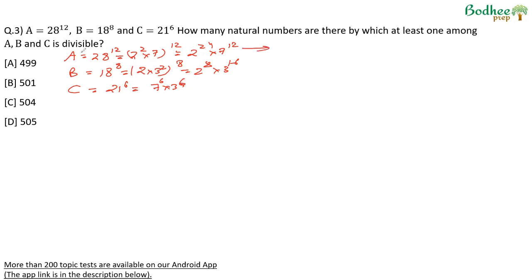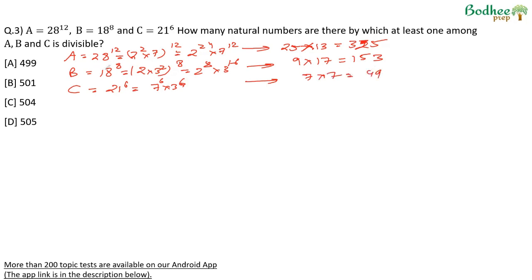Now, the numbers that divide A will be the factors of A. So they will be 24 plus 1, 25, into 12 plus 1, 13. Direct formula for number of factors. So 250 plus 75, 325. Number of factors that divide B will be 8 plus 1, 9, into 16 plus 1, 17. So 153. For C, it will be 6 plus 1, 7, into 7, that is 49.